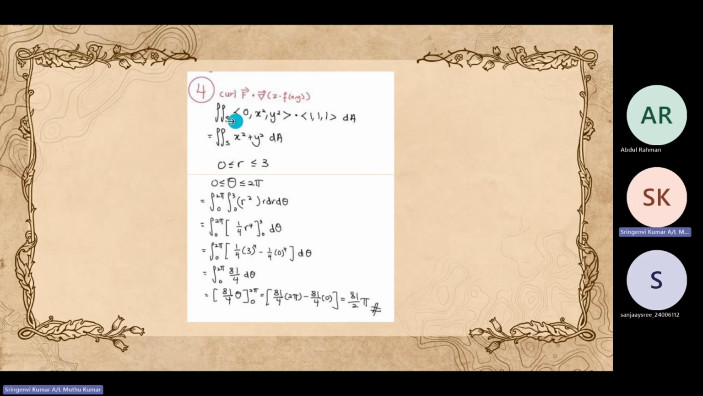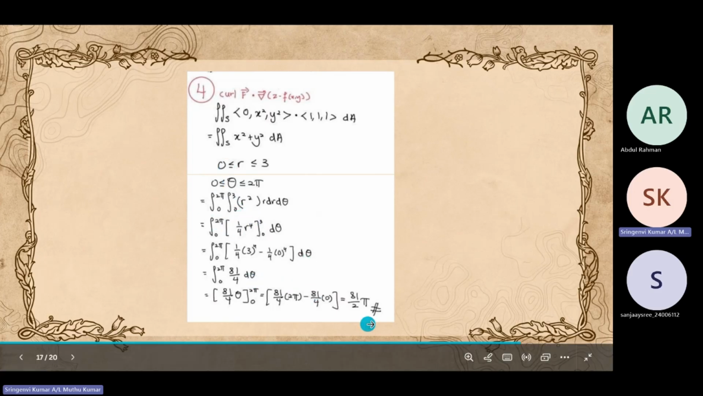Continuing on the question, we multiply the curl of vector f into the gradient of z minus f of xy, and we get the limits for this, the upper and the lower ones. So we can put it into the integration, and when we integrate, we find the answer as 81 by 2 pi.